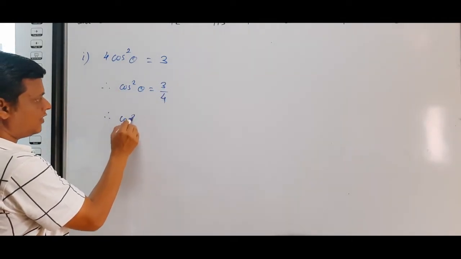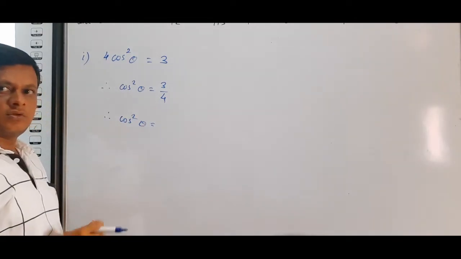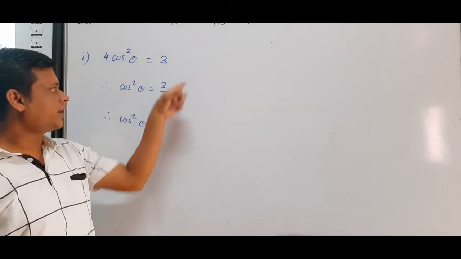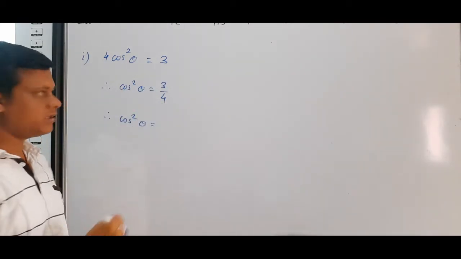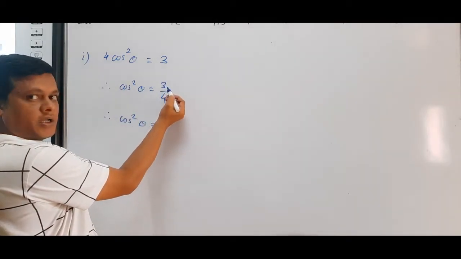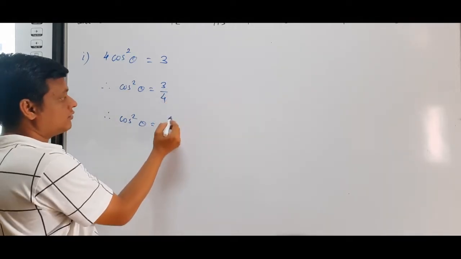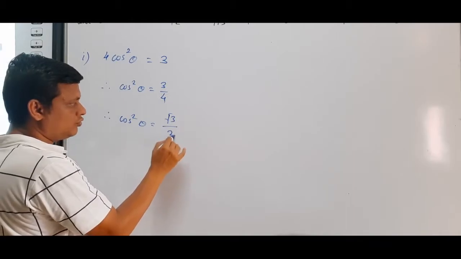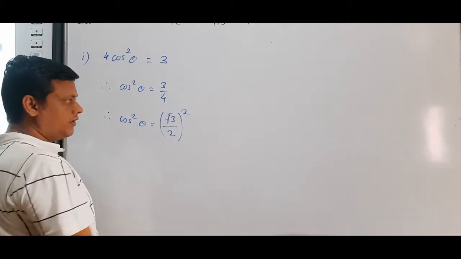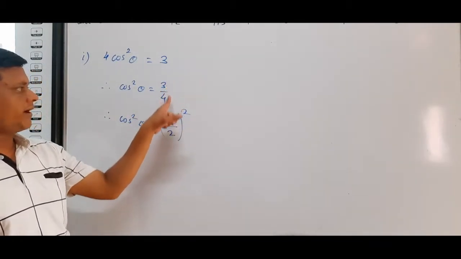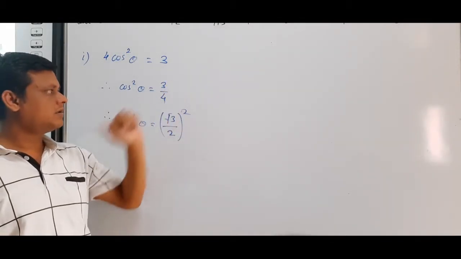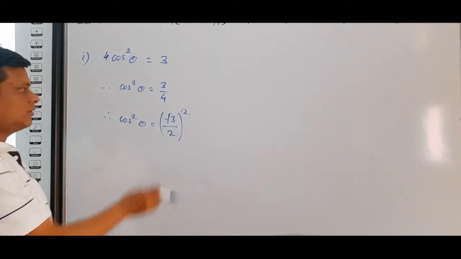Therefore cos square theta is equal to... Here the square of cos is given, so we have to write the RHS in the form of a square. We cannot calculate the square root of 3, so we write this as root 3. The square root of 4 is 2. So 3 by 4 can be written as root 3 by 2, its square. After simplification you get the value 3 by 4.